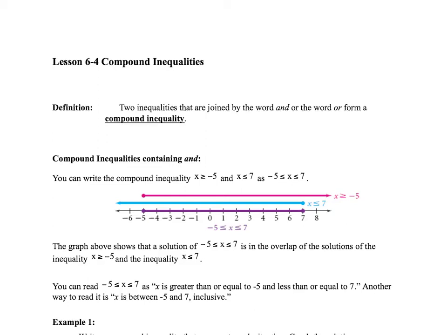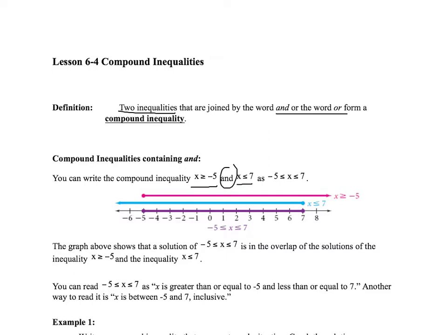In this lesson, we will be learning about compound inequalities. To make an inequality compound means there are two inequalities joined by the word "and" or the word "or." So you can write an inequality involving "and." You can say x is greater than or equal to -5 and x is less than or equal to 7.